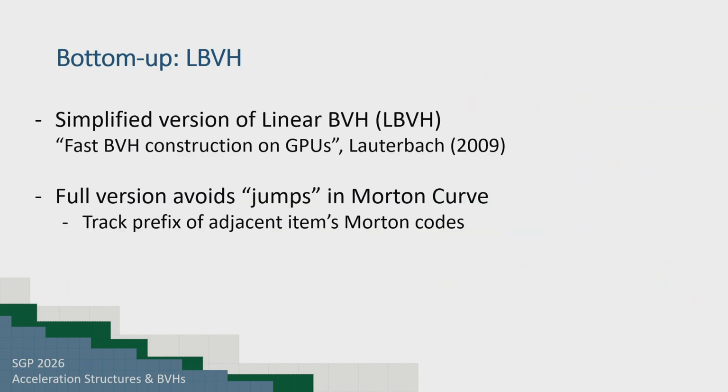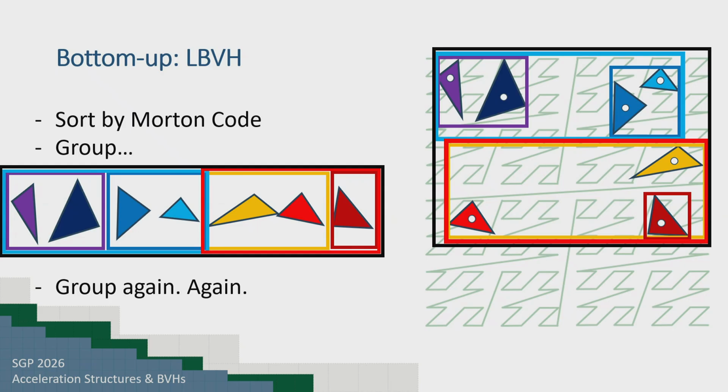So what I presented here is a simplified version of this LBVH method. You've seen it up here in the slides, the linear BVH that was presented in a paper called Fast BVH Construction on GPUs. It kind of jump-started a lot of doing this really fast back in 2009. The main difference with the full version is that we try to avoid these cases here.